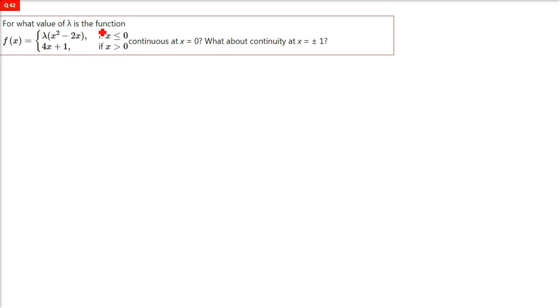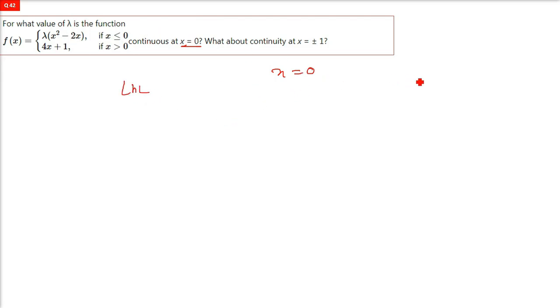For what value of lambda is the function this? This is the function. It is continuous at x equals to 0 and we'll check for plus minus 1 also. So first of all, x equals to 0. Let us see what do we get. For x equal to 0, you have to use lambda x square minus 2x.